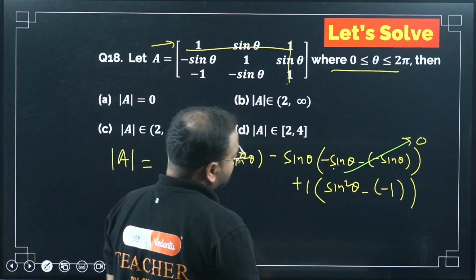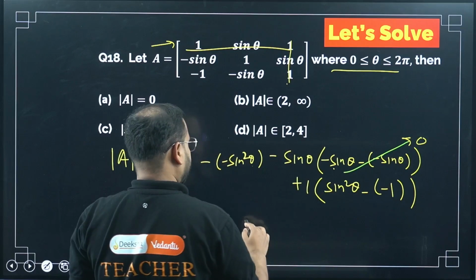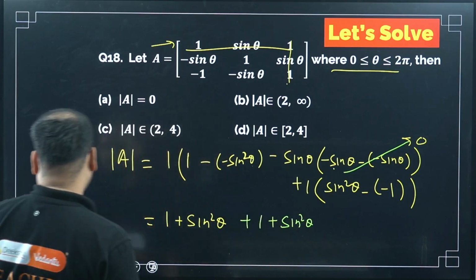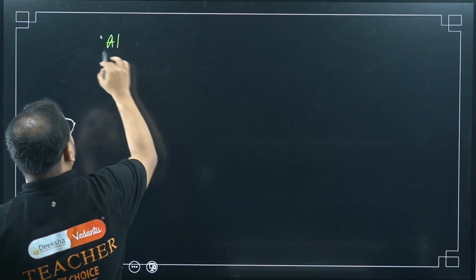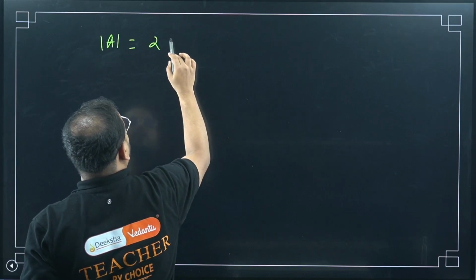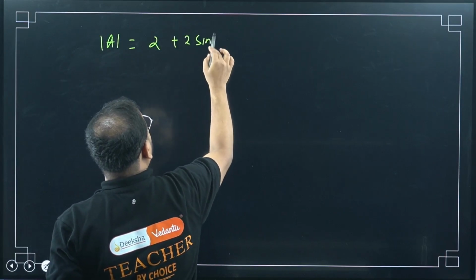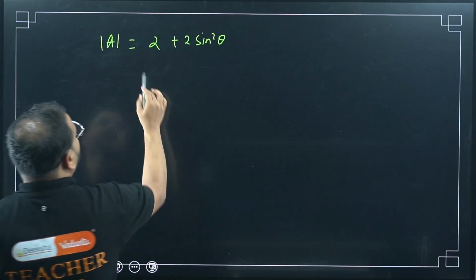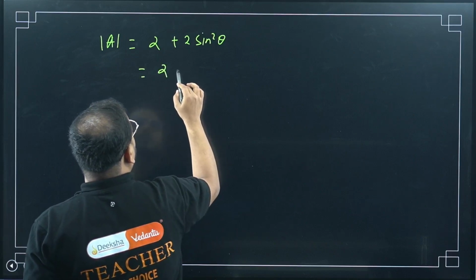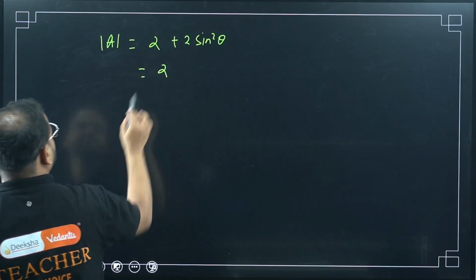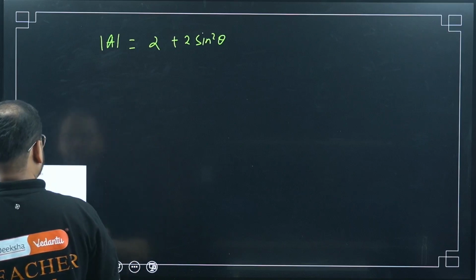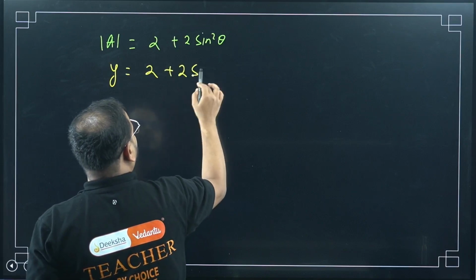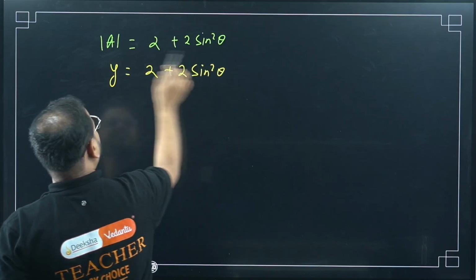What about this? You will have it as sine square theta plus 1. So 1 plus again sine square theta. What is the answer? My determinant of A is coming as 2 times of 2 plus 2 sine square theta actually. 1 plus 1 is 2, and this is again 2 sine square theta. Okay, this is my determinant of A. So I can write this as a function y, no? No problem, right?